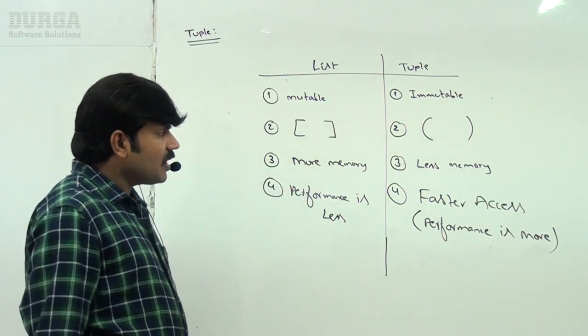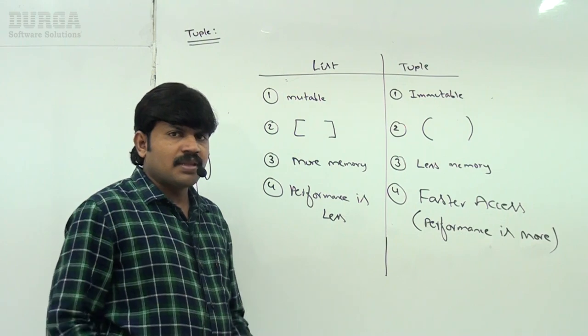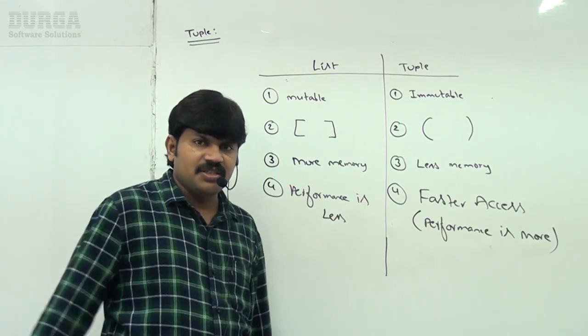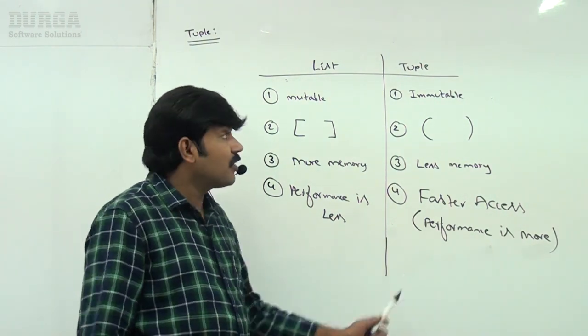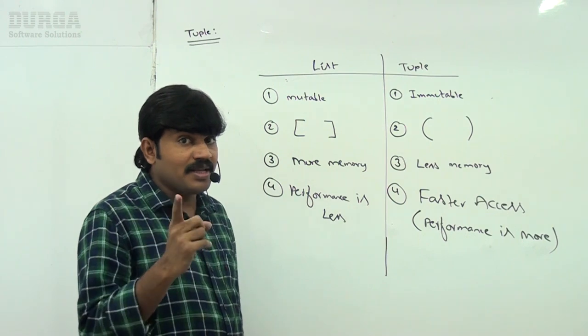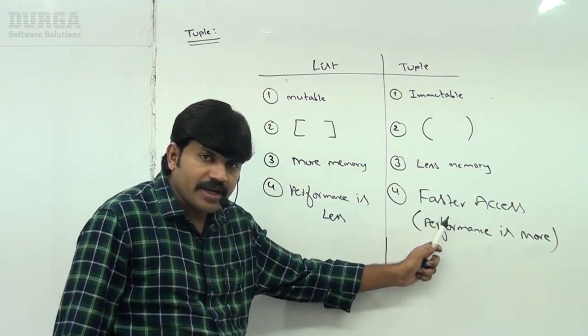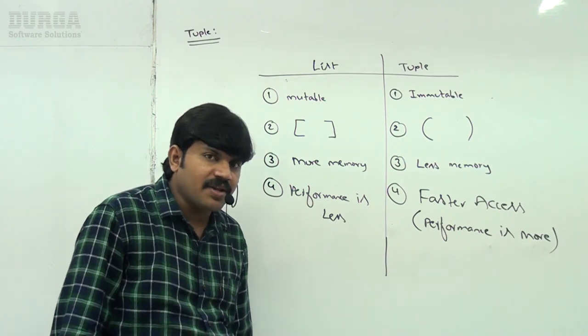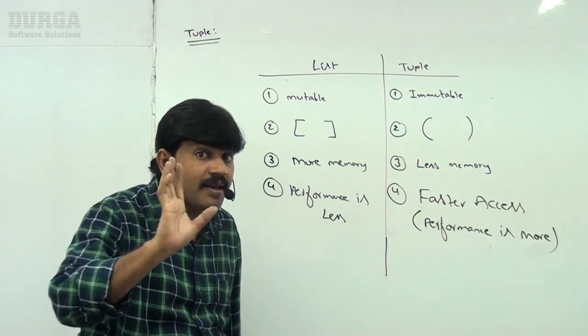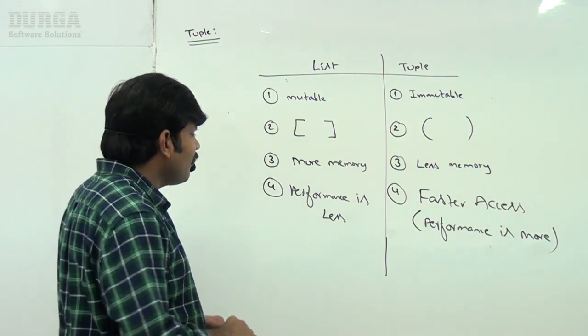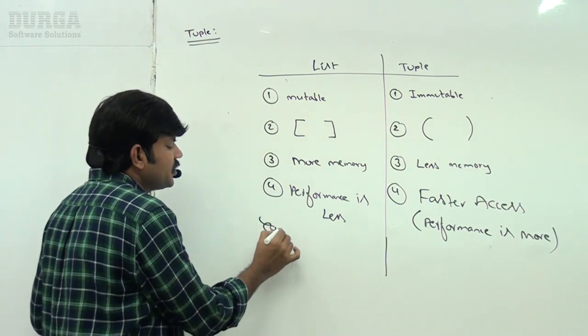Okay, next. So that's why, if you know the content won't change, the data is always fixed, better to go for tuple only, to get memory benefit and performance benefit. Compulsory our choice should go for tuple, but not for list. Remember, right?